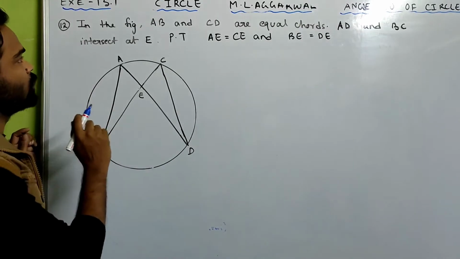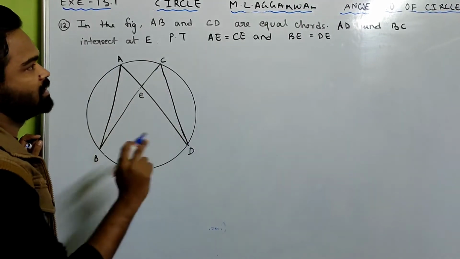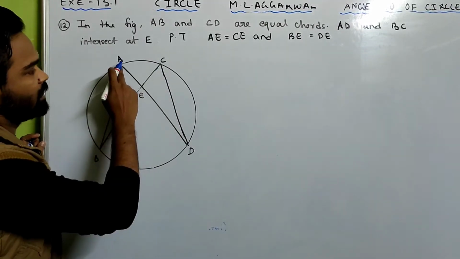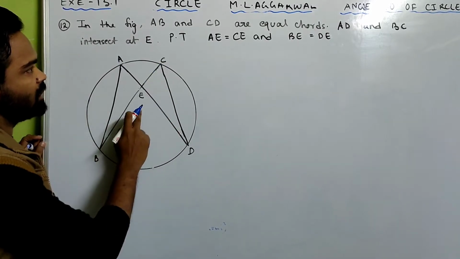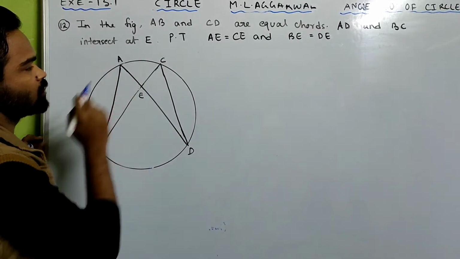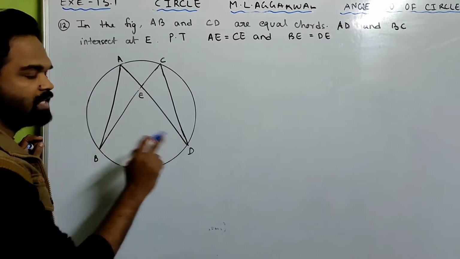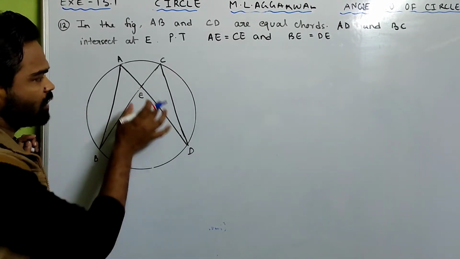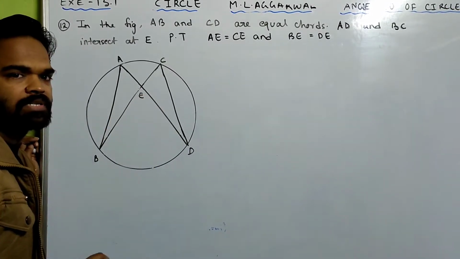Now look at sum number 12. In the figure AB and CD are equal chords. AD intersects BC at E. Prove that AE is equal to CE, BE equals to DE. Pretty simple. If you can prove that these two triangles are congruent, our work is done.